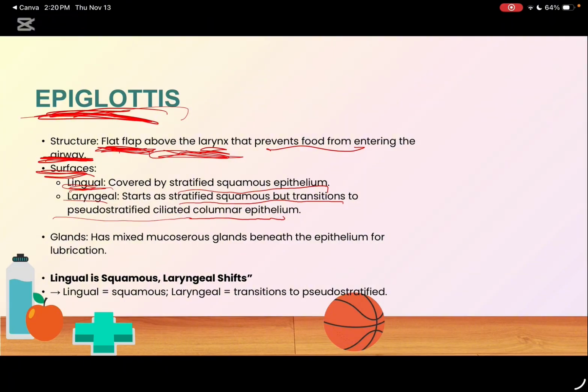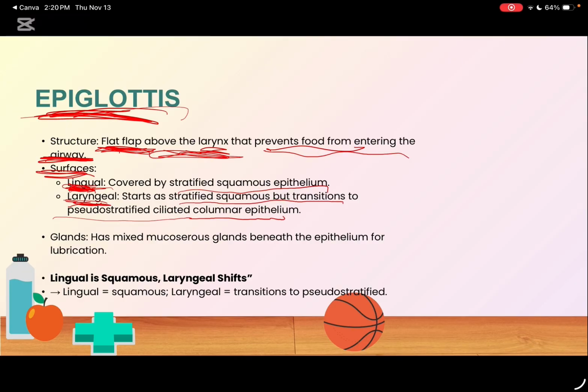What does it do? It prevents food from entering the airway. Without it, the food would enter your airway, and khalas, bye-bye, you're done. What are its surfaces? We have two: the lingual and laryngeal. The lingual, from its name, is for speech, and it's covered by stratified squamous epithelium.